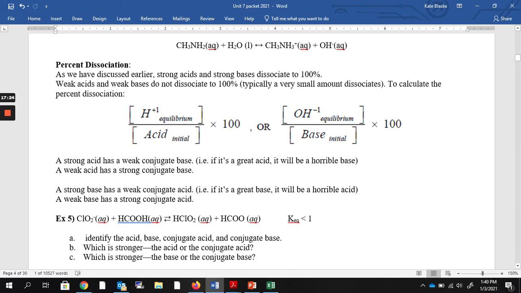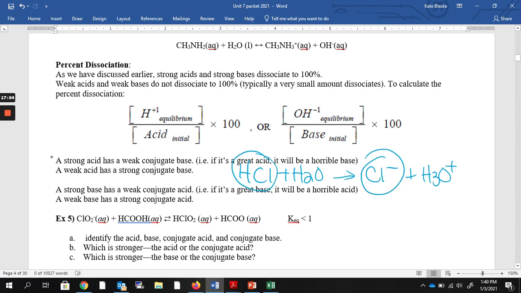We can also compare the strength of the acid or base with its conjugate. If I have a strong acid, something like HCl, so if we think about that reaction of HCl, HCl is a strong acid. It's going to donate away all of its protons. All those protons are going to go to water. If HCl is a strong acid, the Cl-, which is its conjugate base, is going to be a really poor base. It is going to be a very weak base. Which makes sense if we think about it.